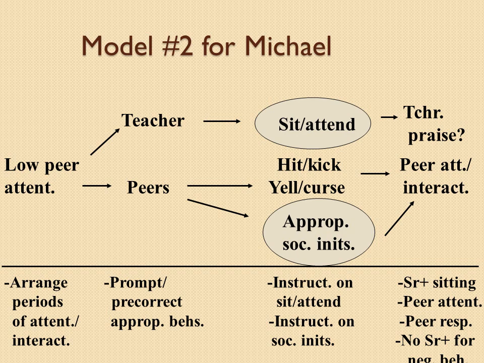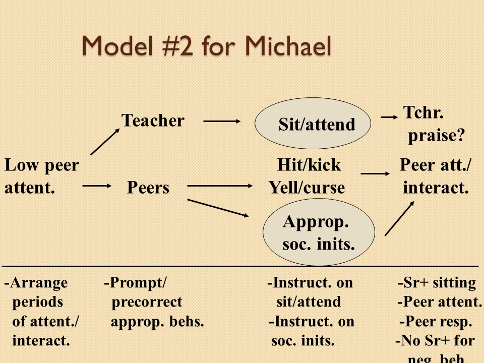Then you look at the antecedents. So is the antecedent for the desired behavior the same as the problem behavior? In this case, it's not. The teacher's the antecedent for the desired behavior, and peers present are the antecedent for the alternative behavior. Sometimes they are the same, as in the earlier examples.